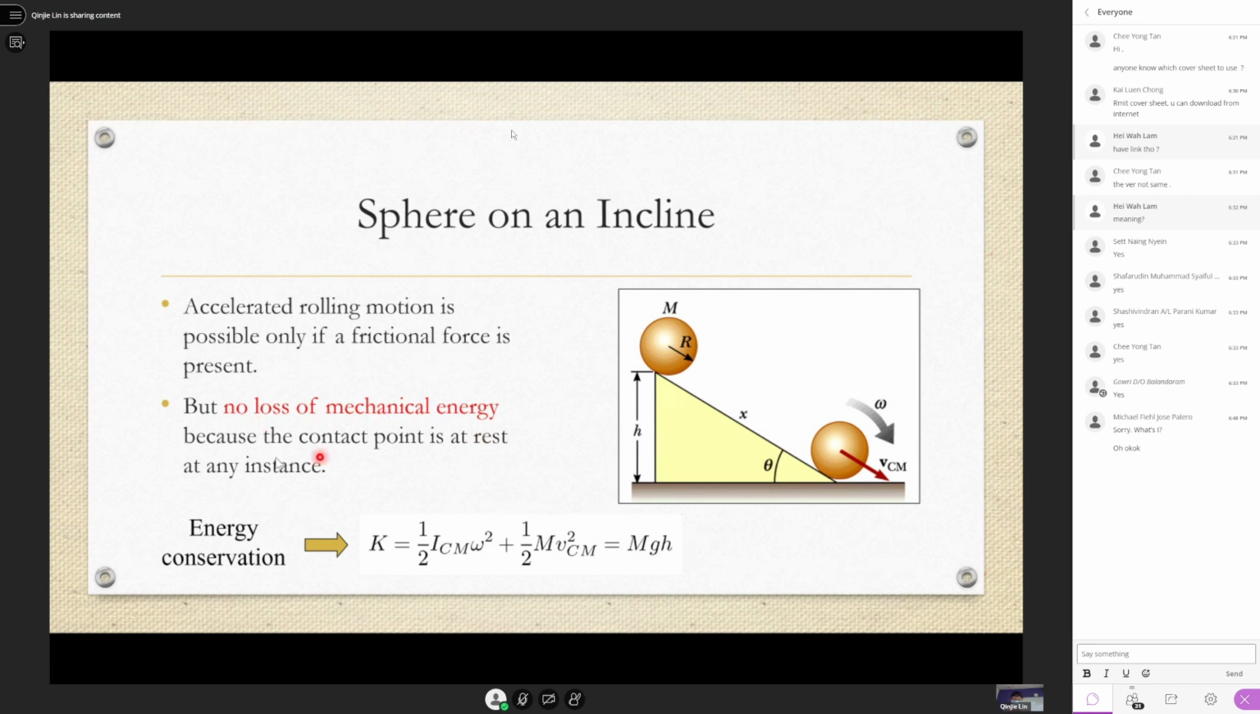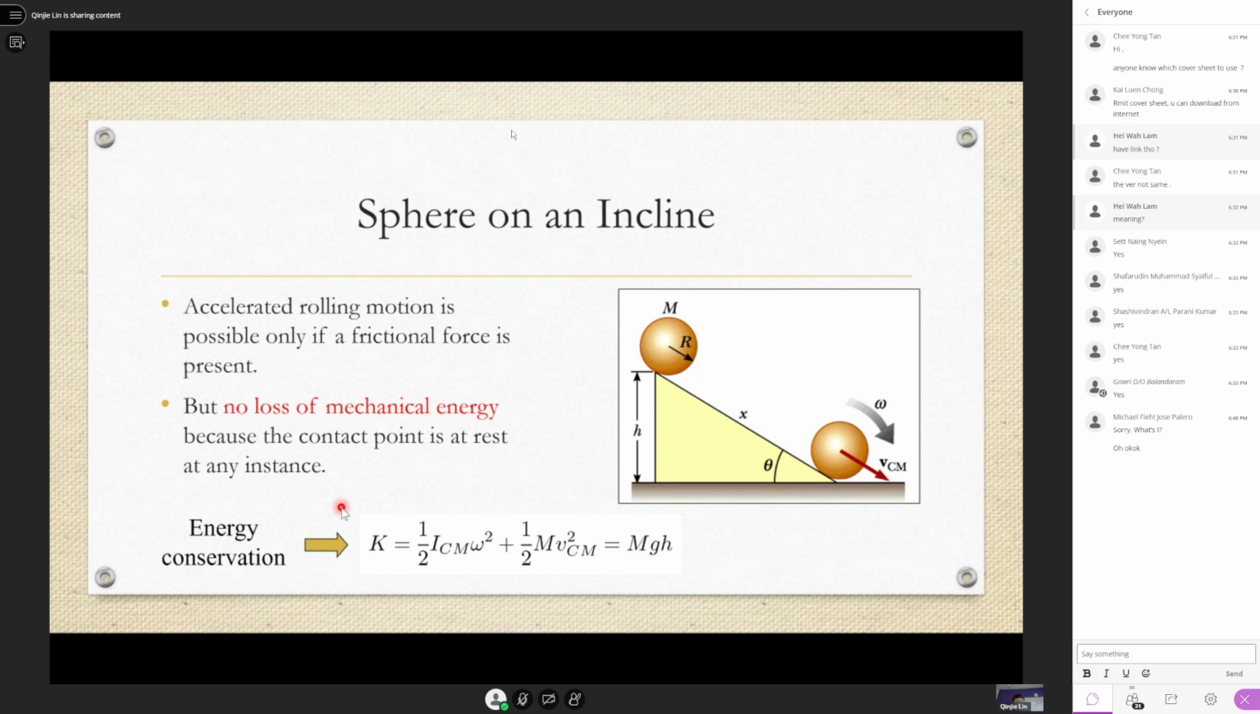No loss of mechanical energy because the contact point is at rest at any instant. Remember, when we say loss of mechanical energy so far, it is usually due to resistive forces like friction. If you push a box across a surface, mechanical energy will be lost because there's friction present, taking away the energy and converting it to heat.